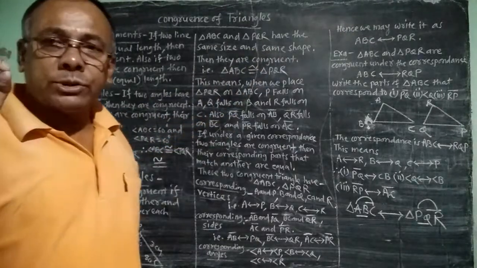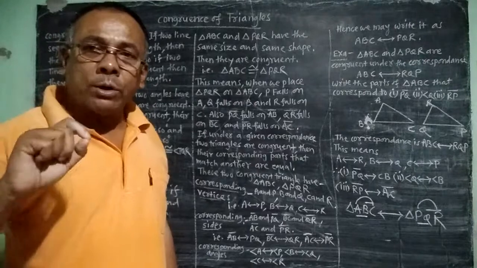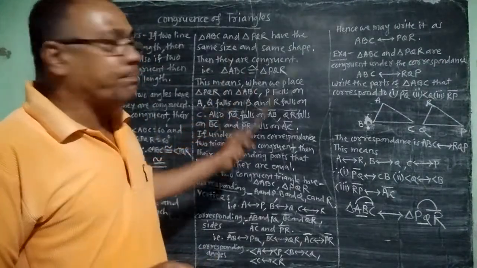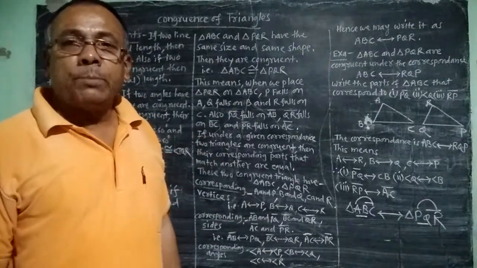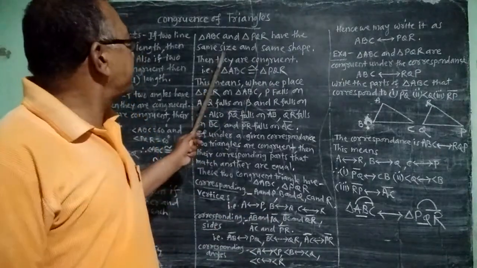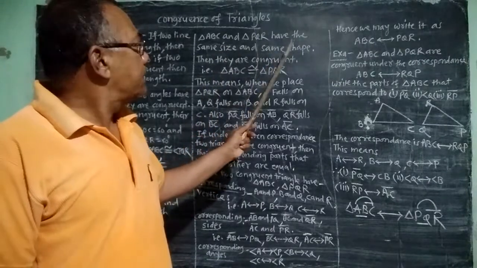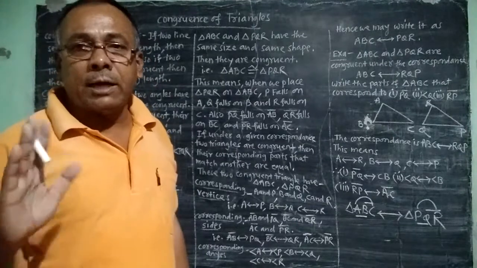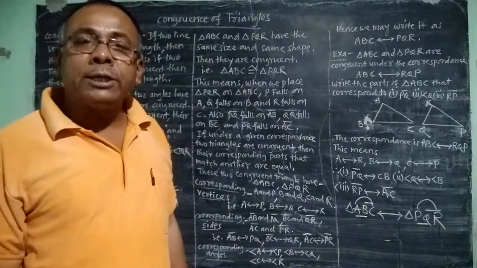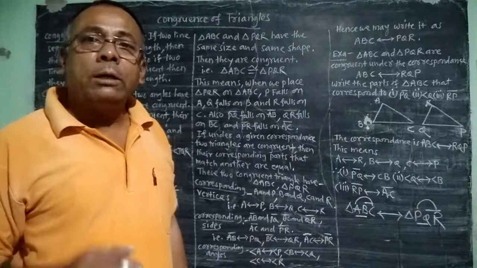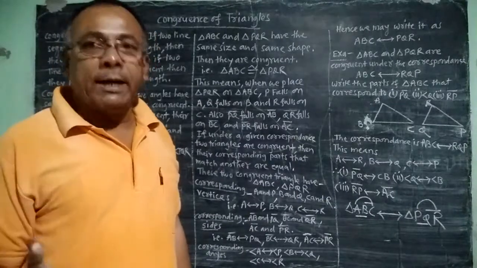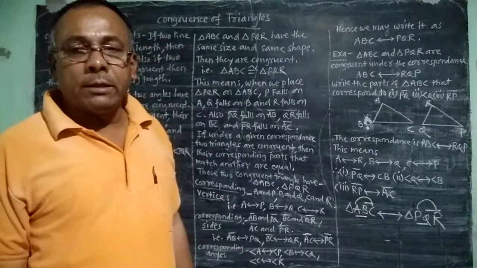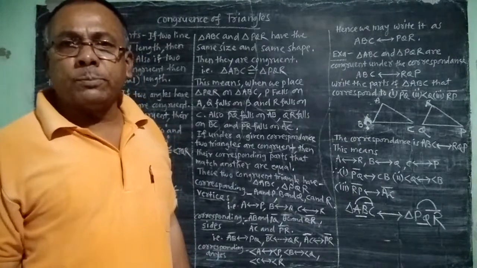Means the most important condition for the congruency of the two triangles is that their size and shape must be the same. Both the triangles must be the same size and they must have the same shape. That is, if one triangle is an isosceles triangle and another triangle is a scalene triangle, then it is not possible. Or if one triangle is an equilateral triangle and another triangle is a scalene triangle, then it is also not possible.